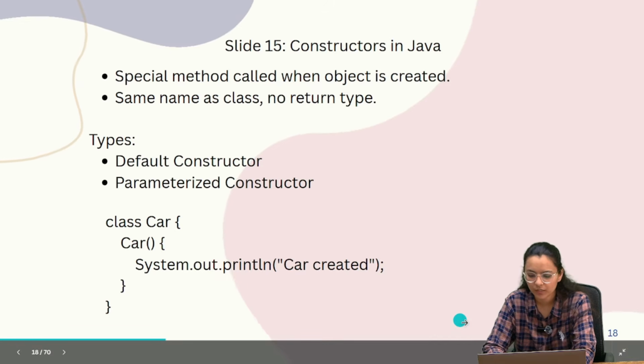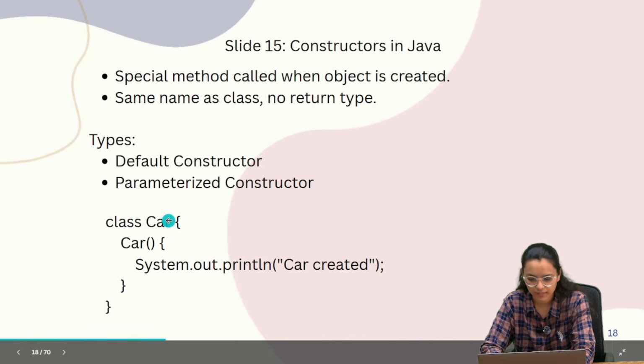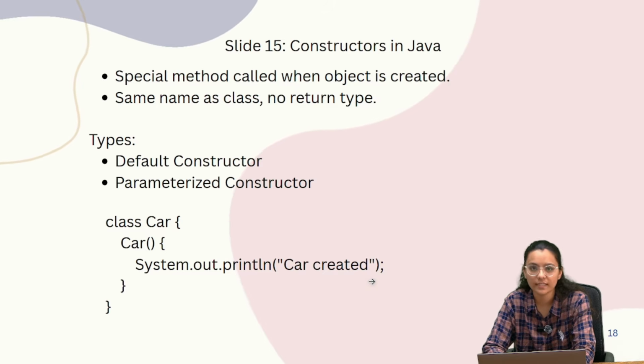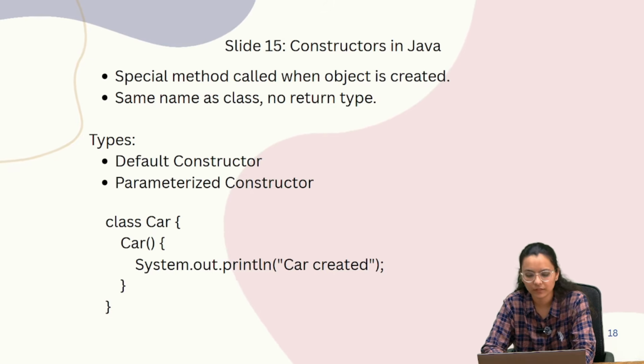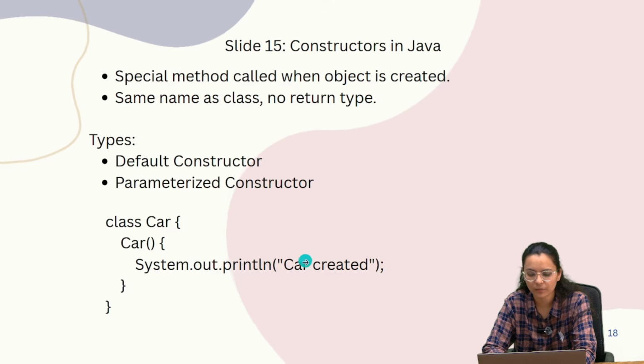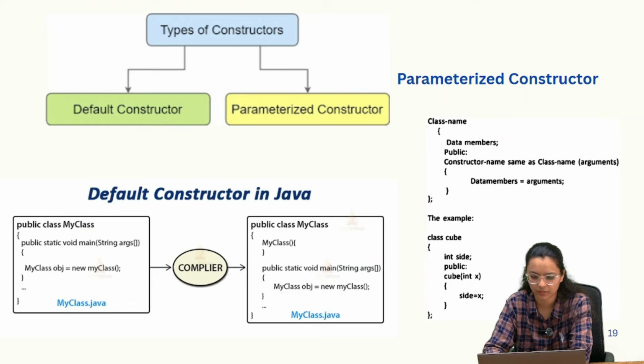Here the class is Car. The constructor Car runs automatically when we create an object using Car c = new Car(). So it will print "Car created". If we create the object for this class, at that time when we call the Car constructor, we will get the output "Car created". Next, now the default constructor.